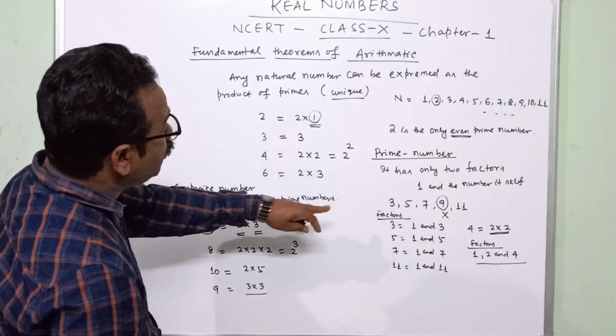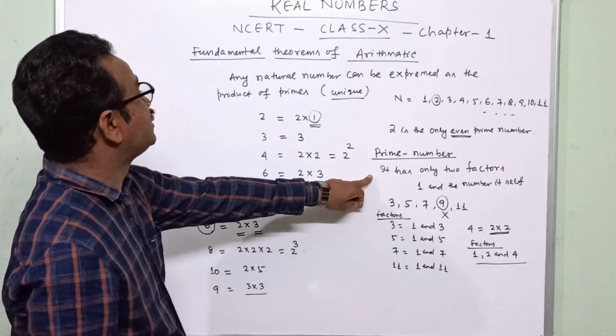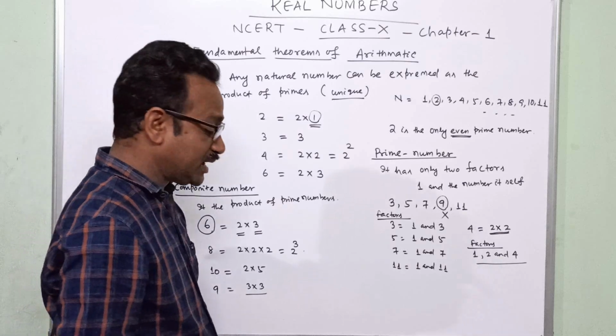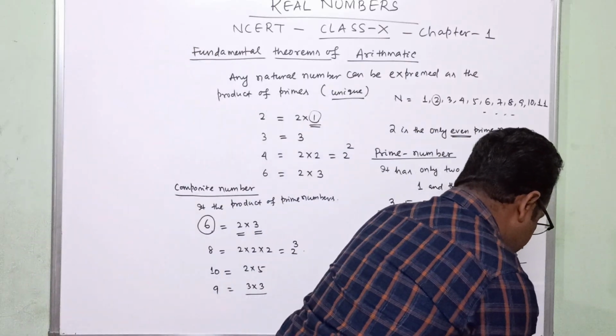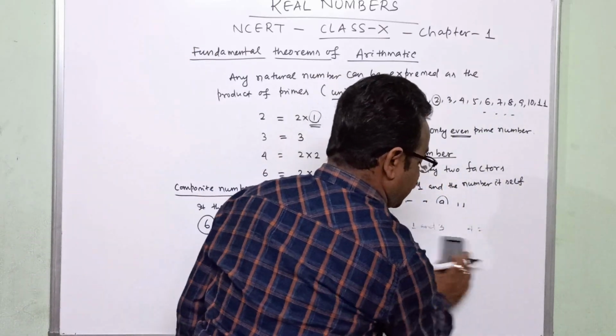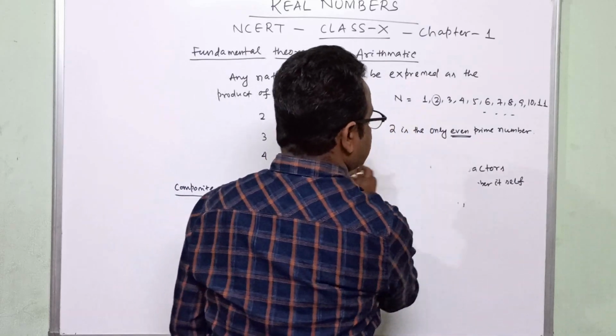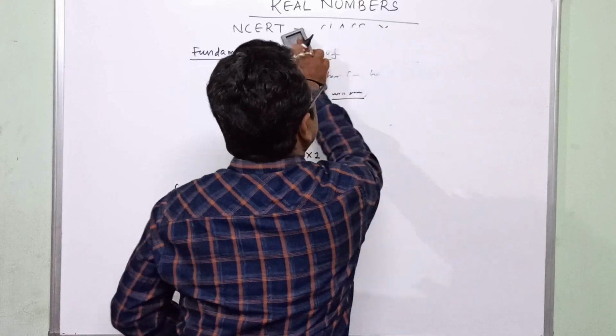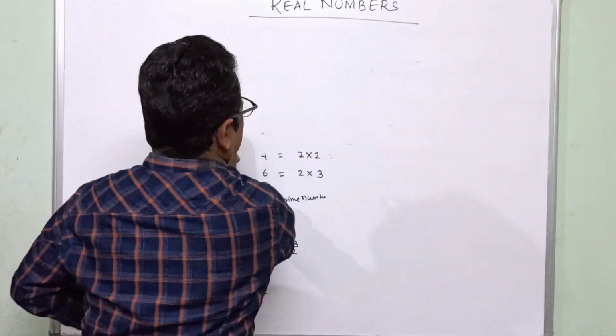Now, if you know prime numbers, then we must discuss what coprime numbers are. What are coprime numbers?